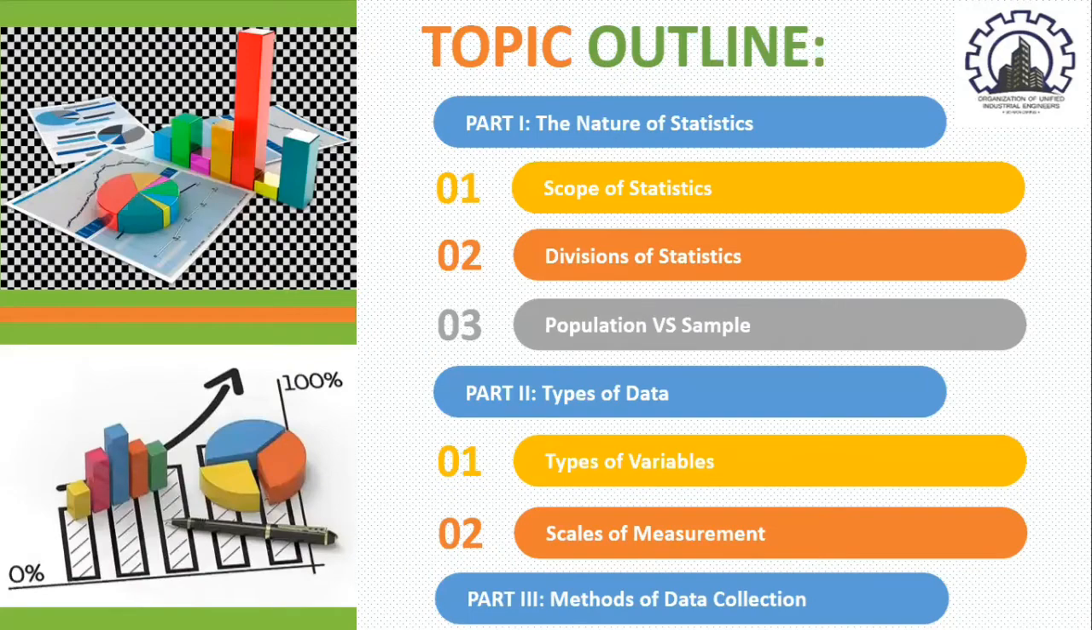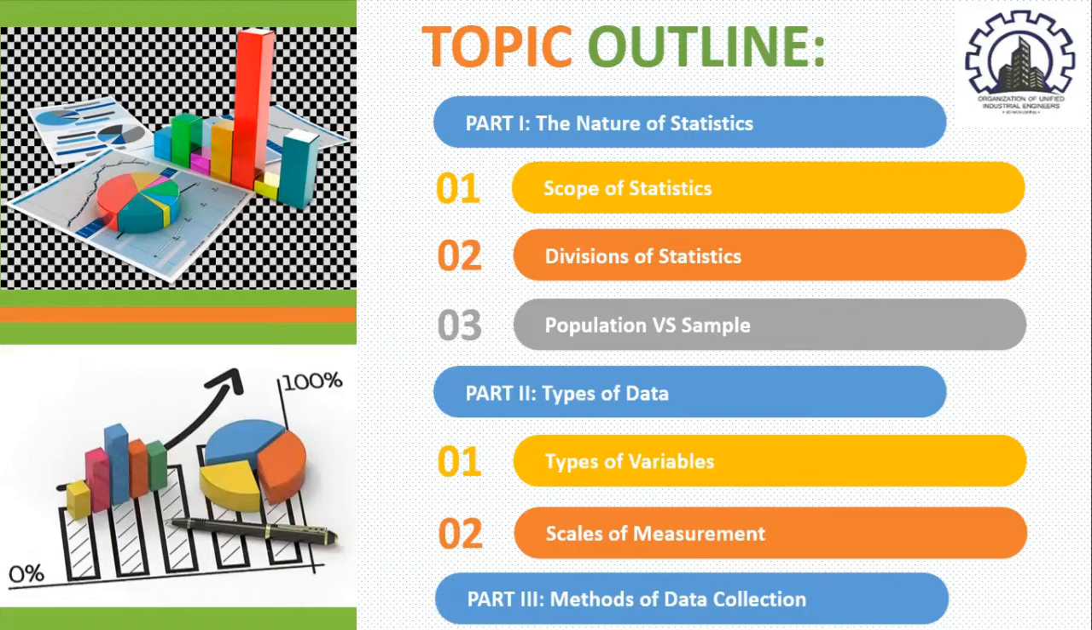In today's lesson, it is divided into three parts. First, we have the nature of statistics, which includes scope of statistics, divisions of statistics, and population versus sample. The second part is the types of data, which includes types of variables and scales of measurement. And the last part, we have methods of data collection.